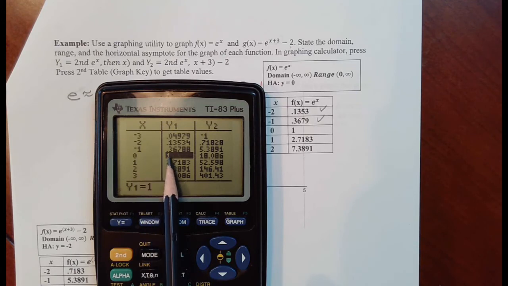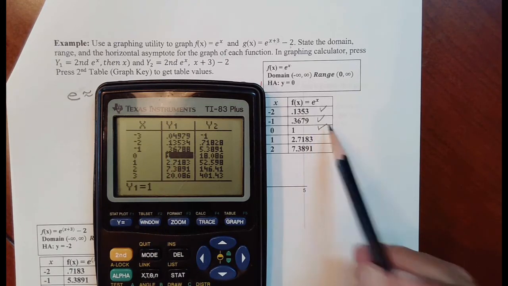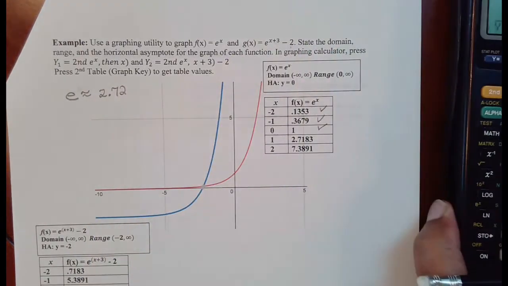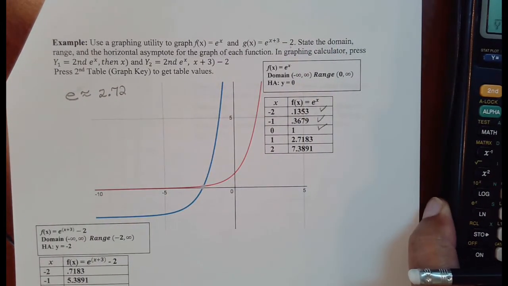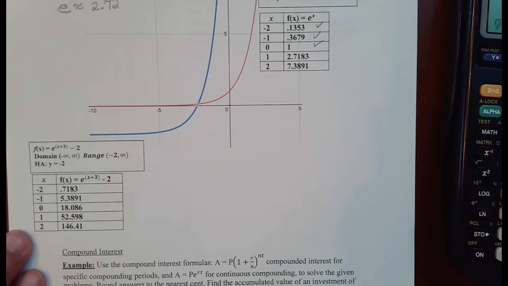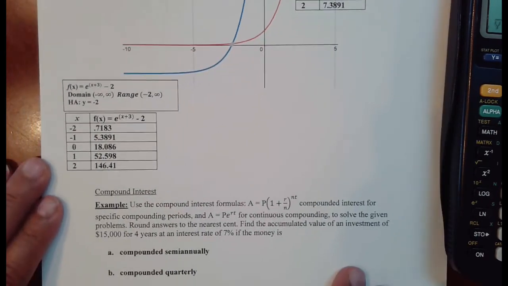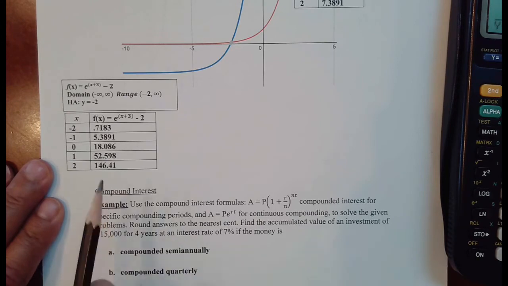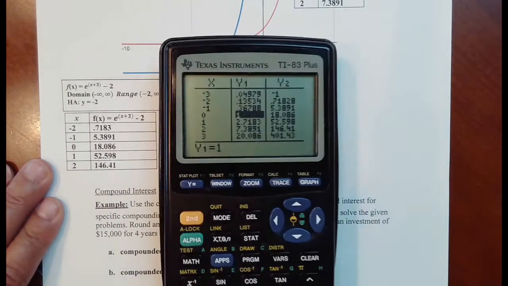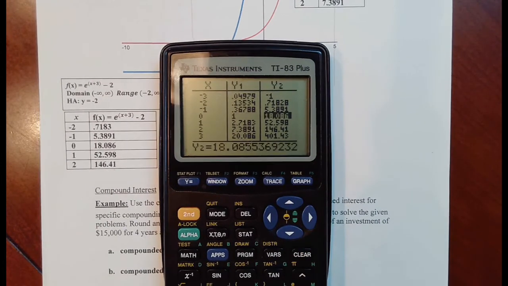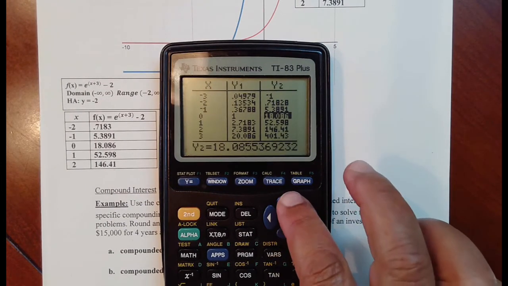So when you want those values, then you just move over here to the second function. These are all the y values. So we started with -2. On our table, y partner is 0.7183. That's this value that you're seeing here. Then when the x was 1, it was 5.3891 in the calculator. That's this value, and so on.